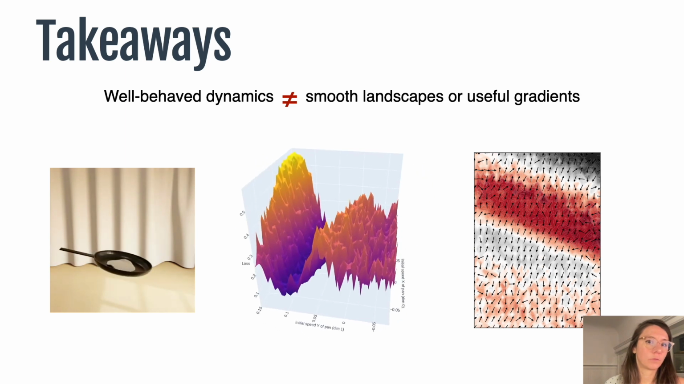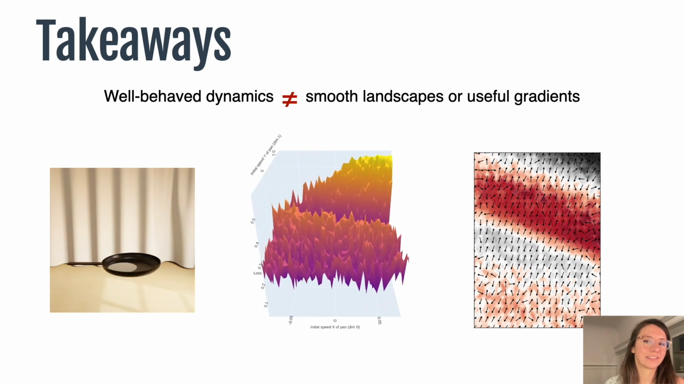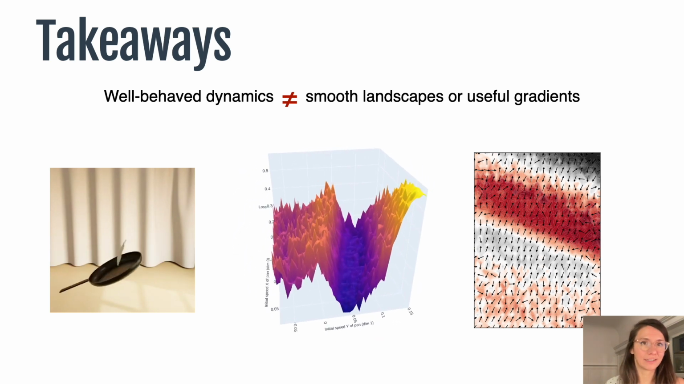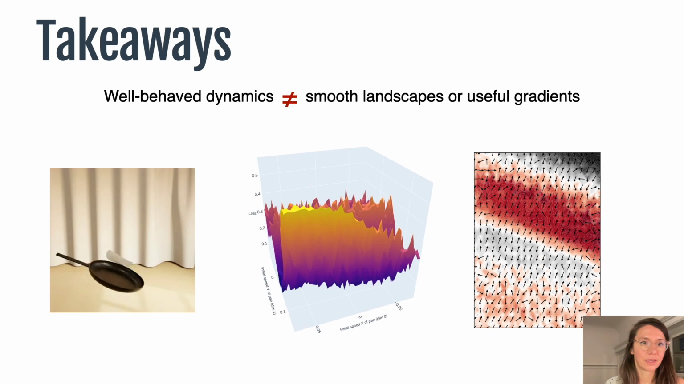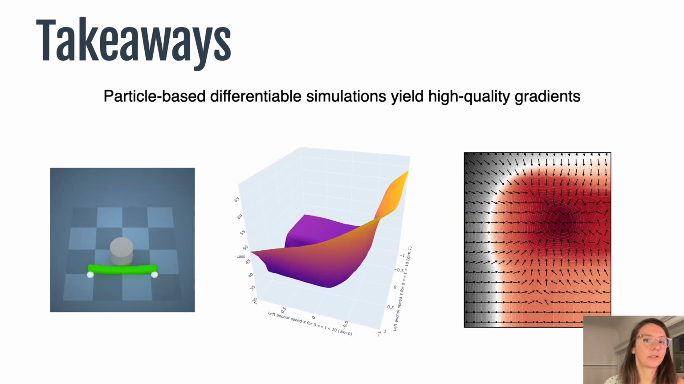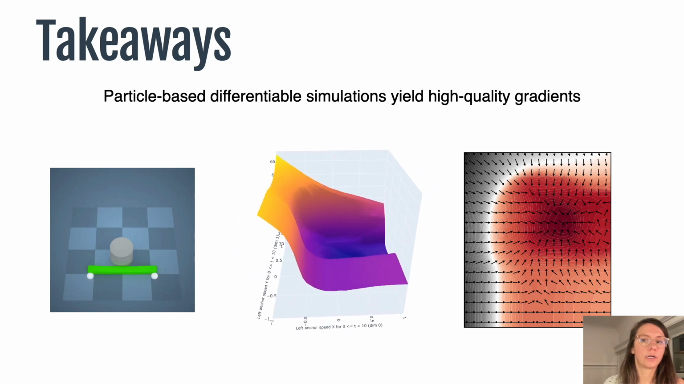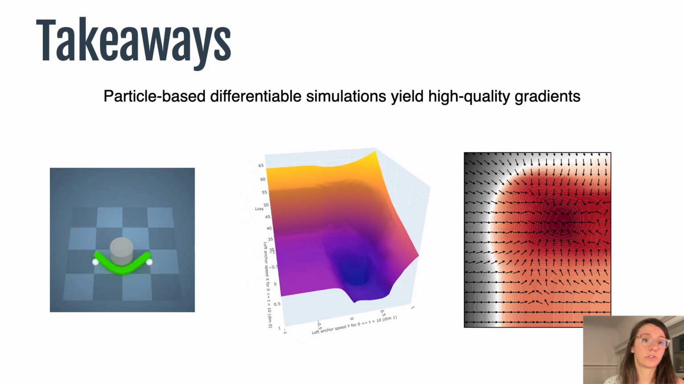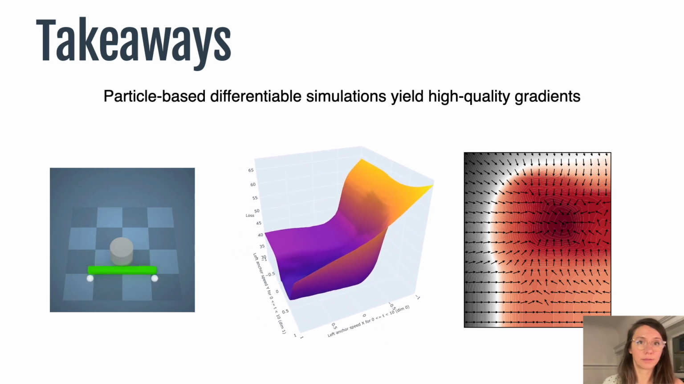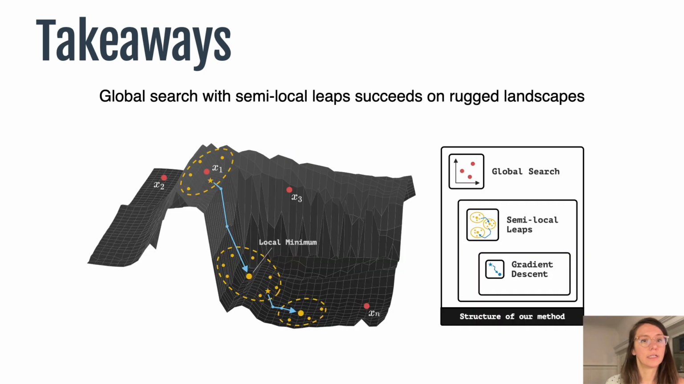The first takeaway is that well-behaved dynamics does not necessarily yield smooth loss landscapes and useful gradients for gradient-based optimization. The second takeaway is that particle-based simulations often yield high-quality gradients, so they could be useful despite the increase in compute and memory requirements compared to other simulators. And lastly, global search with semi-local leaps can be a valuable tool to tackle rough optimization landscapes. It is beneficial for optimizing the more advanced differentiable simulation scenarios that have various kinds of interactions and deformable objects.